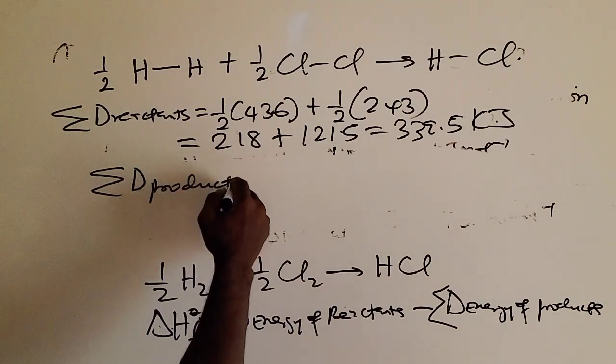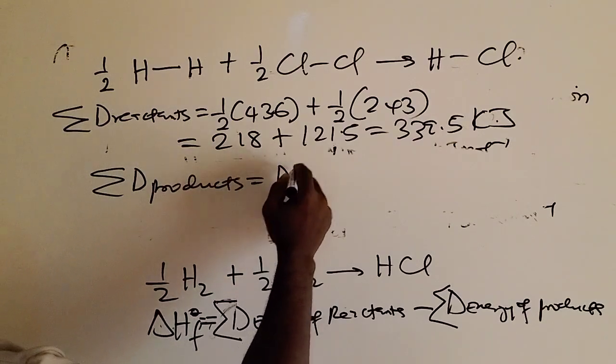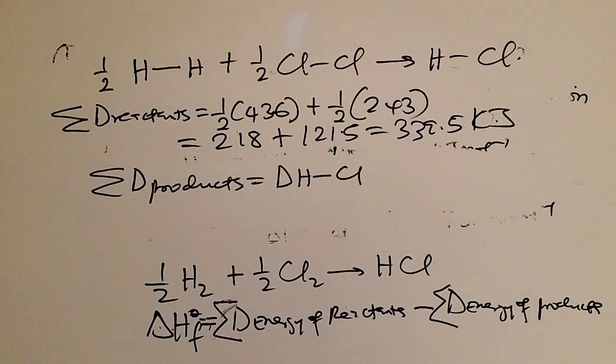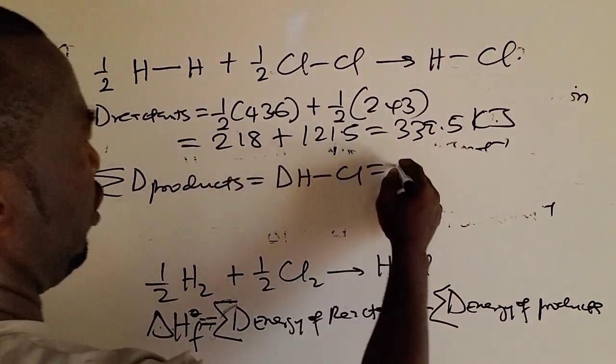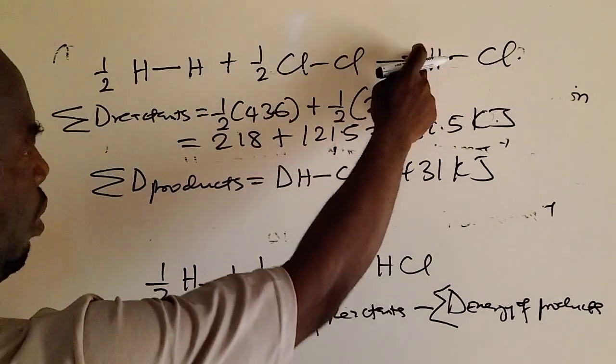There's only 1 product there, and that product is HCl. So now I just find the bond energy of HCl. There's nothing in front, it is 1 mole. Remember that it is formation we're considering. The bond energy of HCl is given to us already, I'll pick it from the question. It is 431 kilojoules. Multiply with nothing because you have only 1 mole.